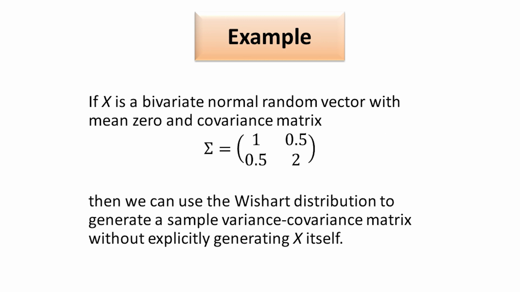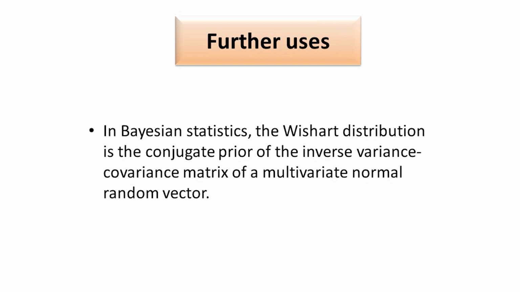Let us consider this example. Suppose X is a bivariate normal vector. It has mean vector 0 and the covariance matrix is given by sigma, whose diagonal components are 1 and 2 and the off diagonal component is 0.5. Now, instead of generating sample observations from the distribution of X, we can use the Wishart distribution to generate a sample variance covariance matrix.